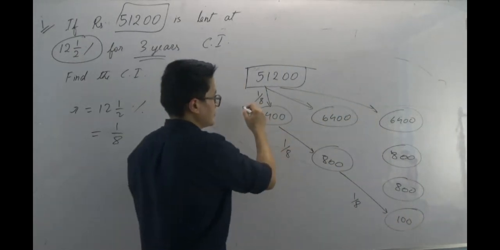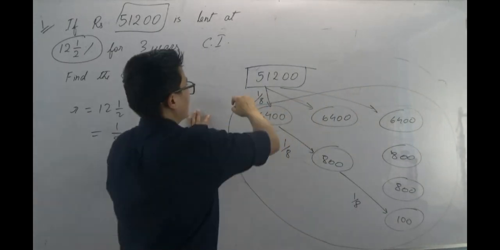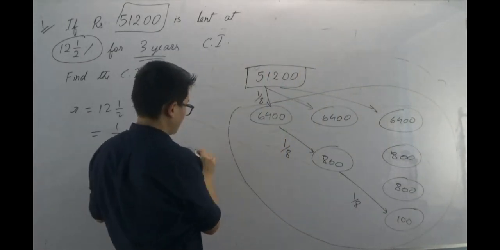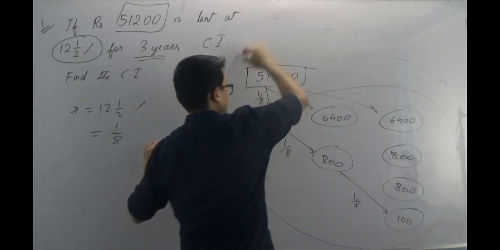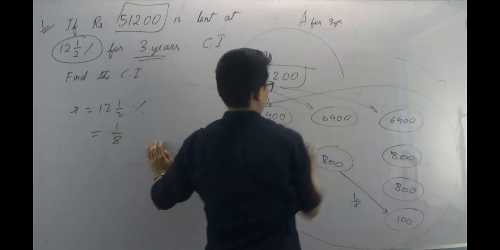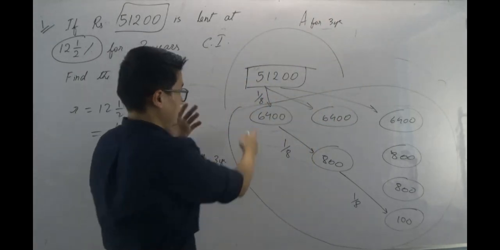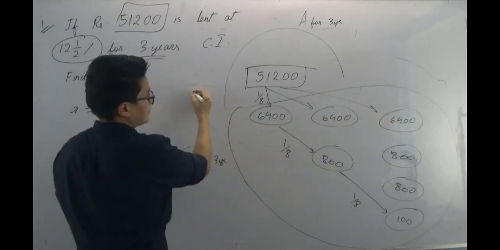So the compound interest for 3 years is this. So this is the compound interest for 3 years. If you include this, this is the amount for 3 years. See, 6,612 and so on, 1200.